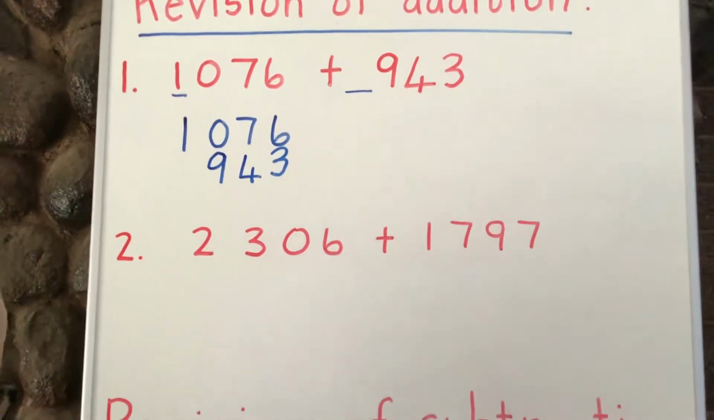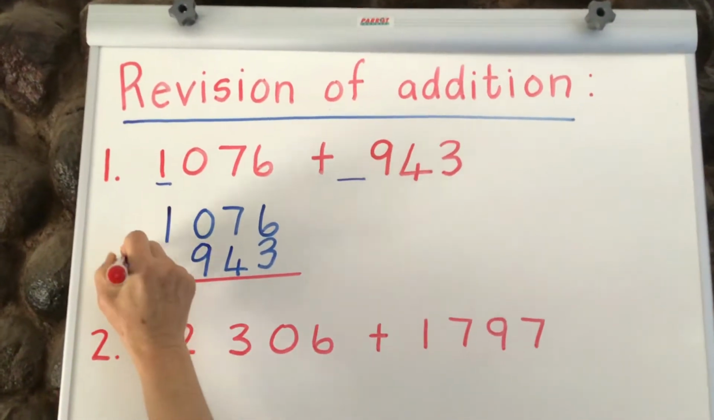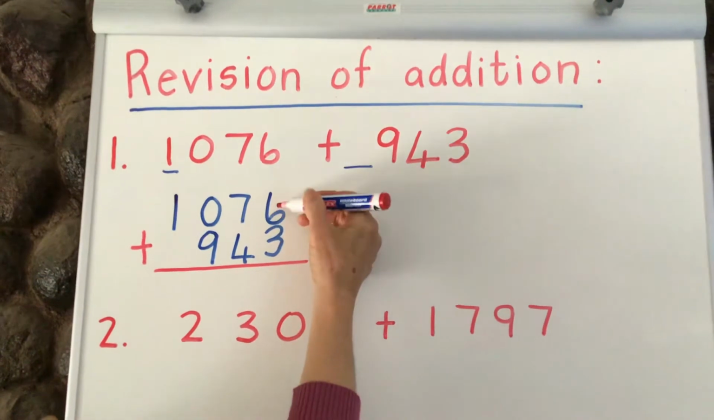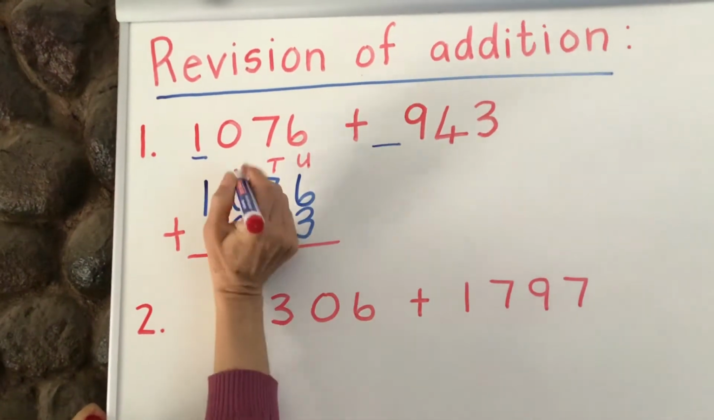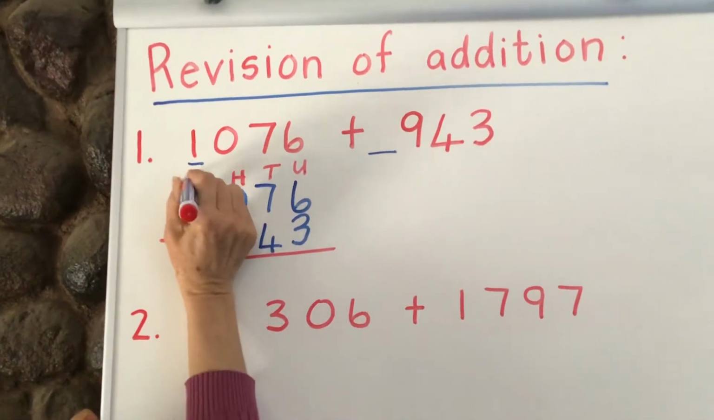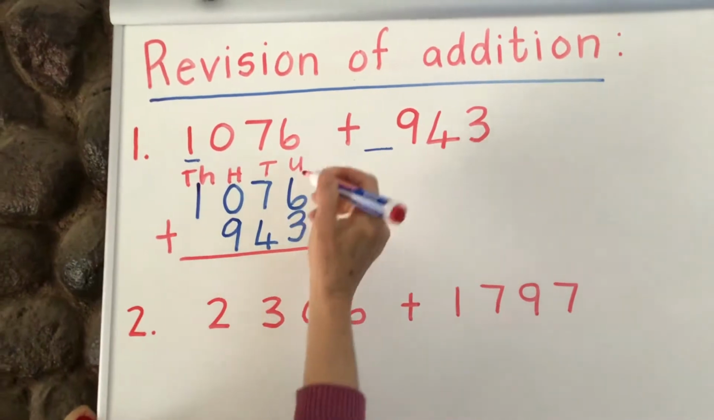Now, let us do this adding together. All right, so here's our plus sign to show what we're doing. Okay, so let's start with the units, remember. To help you remember, it might be good to write in thousands, hundreds, tens, and units. For those children that get confused with this, please do it.